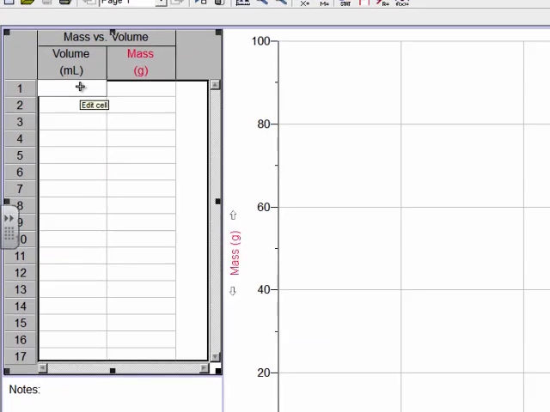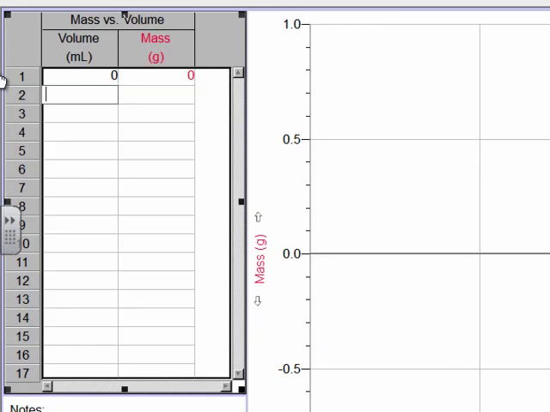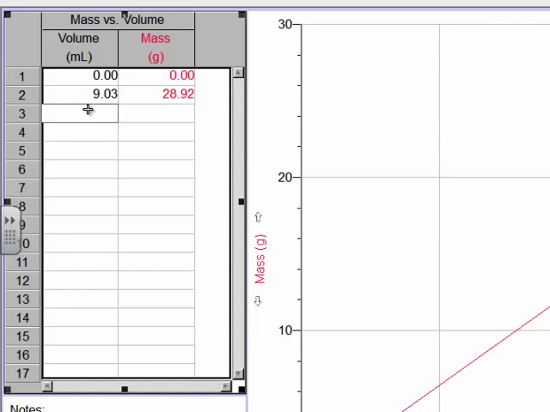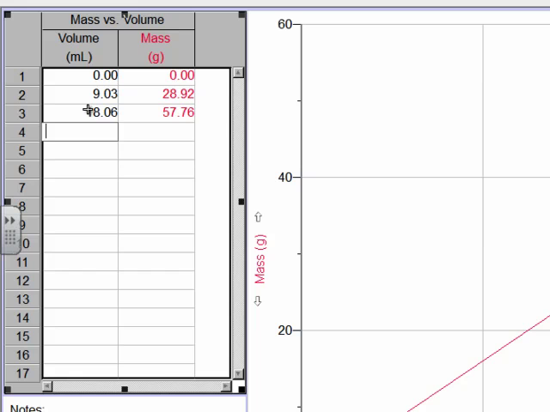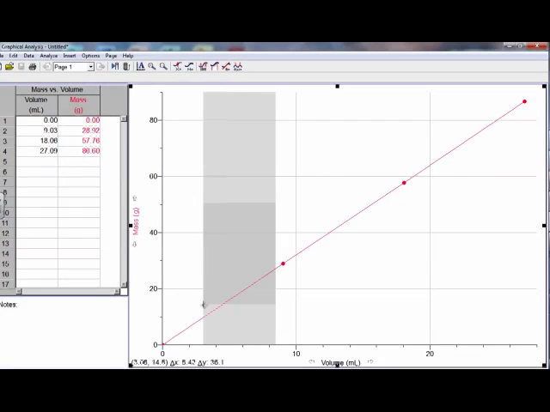Now we're going to start off with some points. We start at 0 for the volume and 0 again for the mass. Then we'll enter the data we have. We have 9.03 of volume, and the mass of that was 28.92. The second volume we had was 18.06, and the mass was 57.76. And then we had 27.09, and the mass of 86.60.